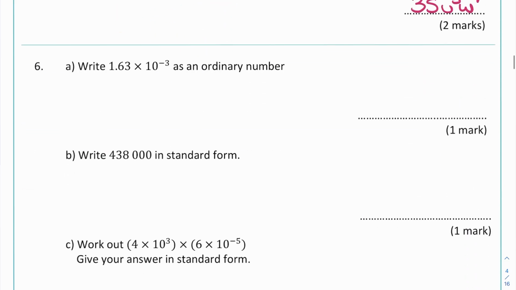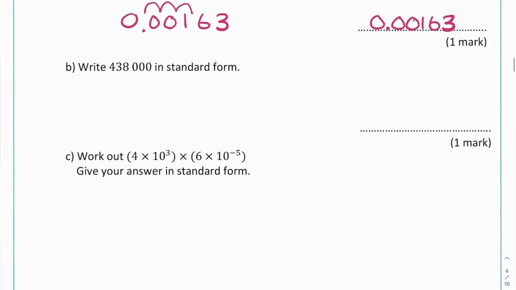On to some standard form, writing 1.63 times 10 to the minus 3 as an ordinary number. 1, 6 and 3, it's a negative power, so the decimal which is between the 1 and the 6 is going to go left. So we're going to go 1, 2, 3 to the left, that's where the decimal is going to go. Under the loops, fill it in with noughts and tidy it up at the start. Then write that on the dotted line, so 0.00163.